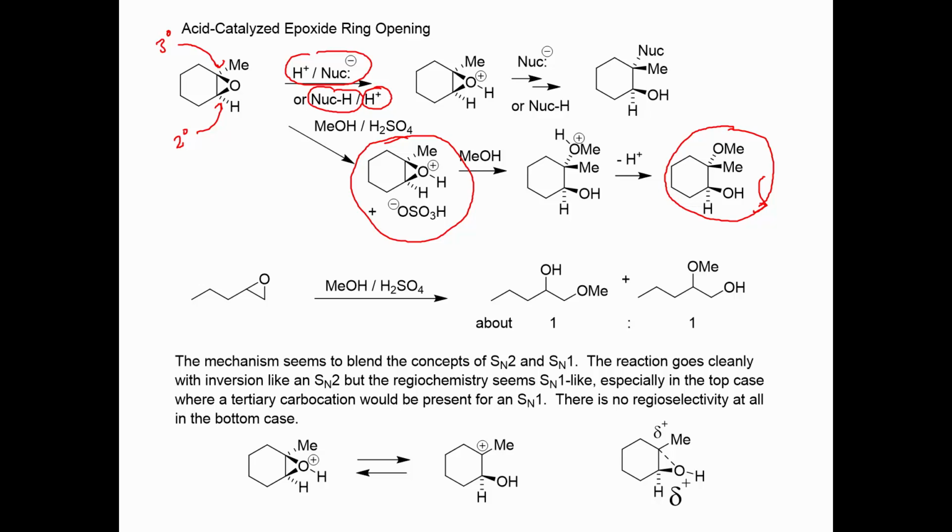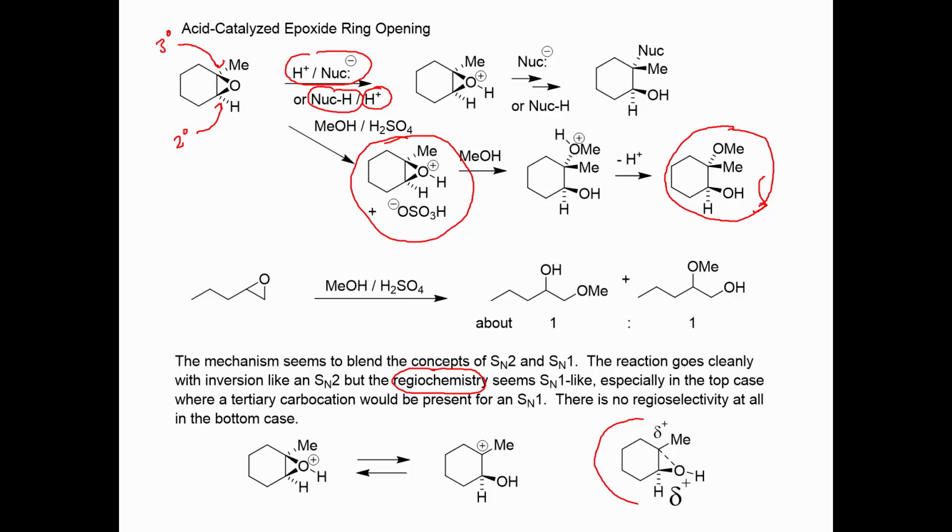All right, so the mechanism seems to blend the concepts of SN2 and SN1 type reactivity. As far as the regiochemistry goes, it looks like an SN1 reaction, but as far as the stereochemistry goes, it looks like an SN2 reaction. We're inverting the stereochemistry, but we're attacking the more substituted position. Our protonated epoxide is in equilibrium with the tertiary carbocation, and there's a high percentage of this present at equilibrium.